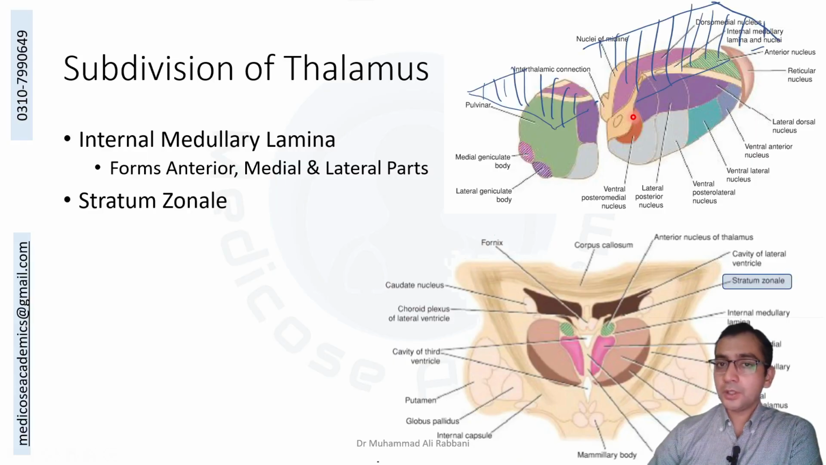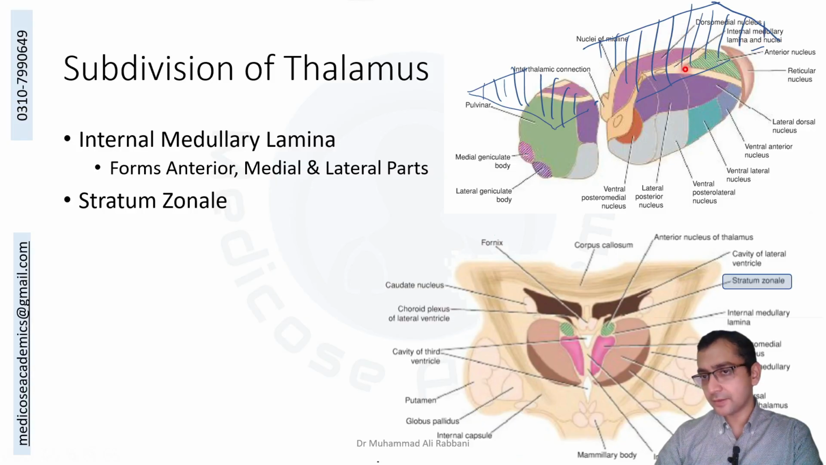On the top, above the thalamus and below the lateral ventricle, there is a layer of white matter that is called the stratum zonale. I have drawn it myself here, and here you can see in the picture from Snell's neuroanatomy on the upper aspect below the lateral ventricle. This part is called the stratum zonale.